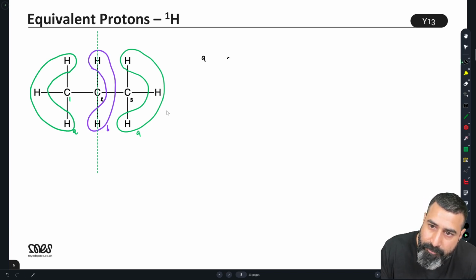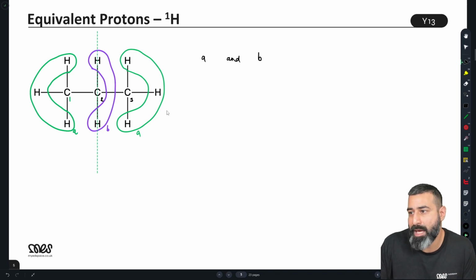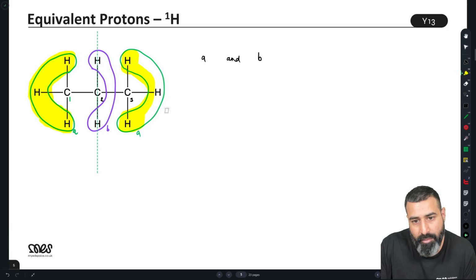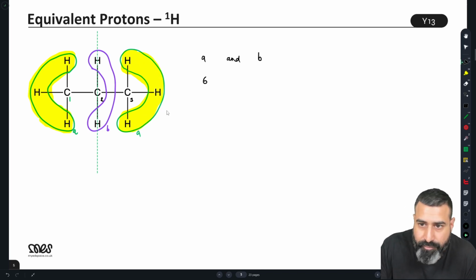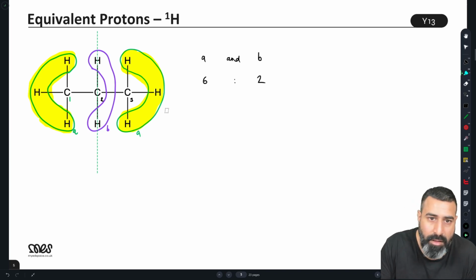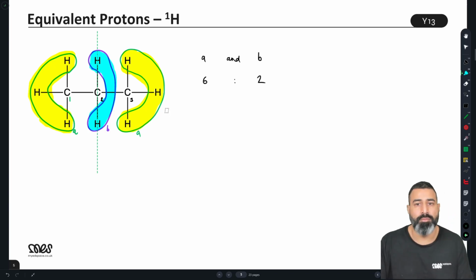We have A and B. So in environment A, how many protons do we have? Remember, the area under the curve is proportional to the number of hydrogens present. So we have 6 protons in environment A, and we have 2 protons in environment B. Done. Cool.